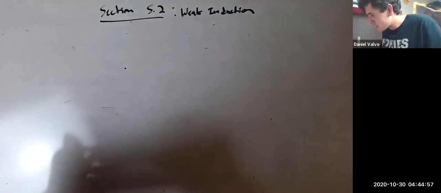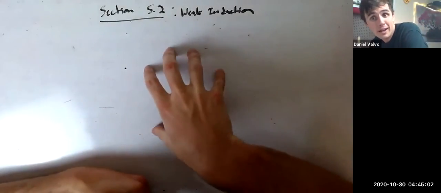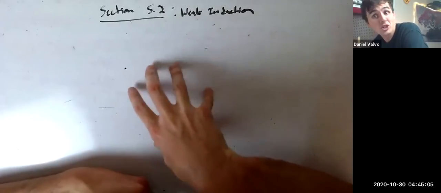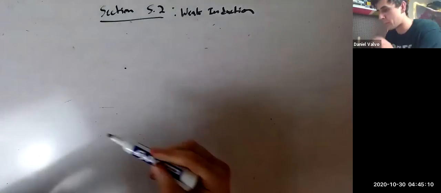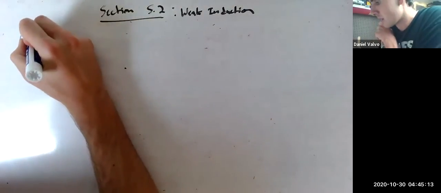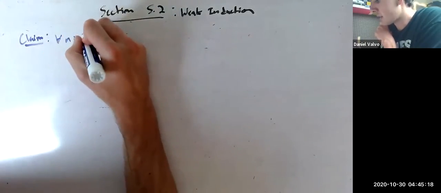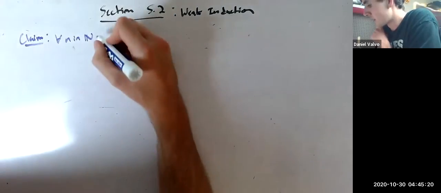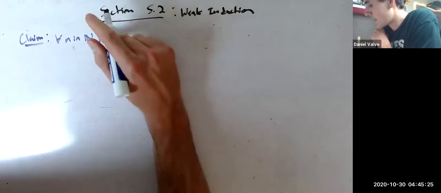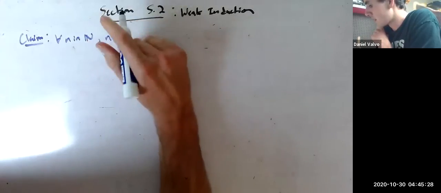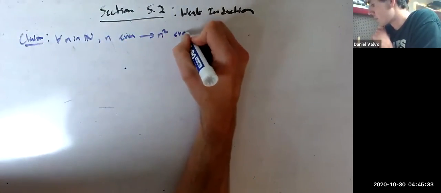And that goes, well, before we can talk about how this goes, we need to talk about how regular proofs go to show why it's different. So let's consider a regular proof that proves the following claim: for all n in the natural numbers, n is even implies n squared is even.